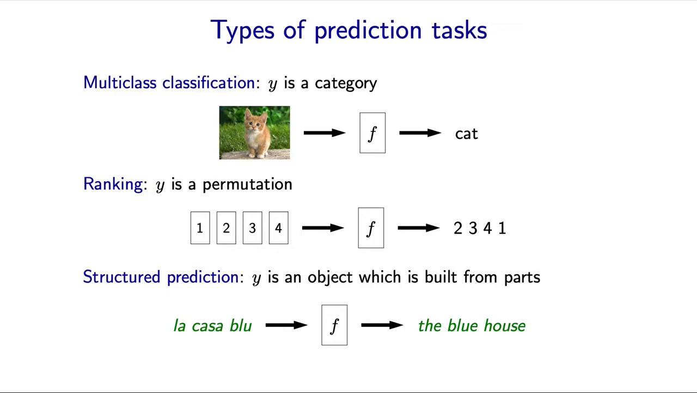So we can either reorder it or mess around with the syntax, whatever you want. So we can turn La Casa Blue into the blue house through our function for structured prediction. So these are some more advanced prediction tasks, but the general schema is the same, where we either get some continuous output or a discrete output.